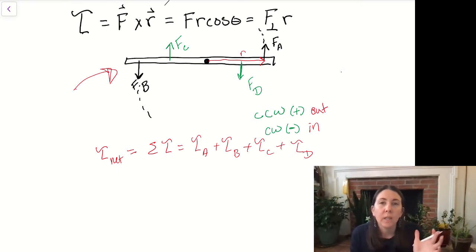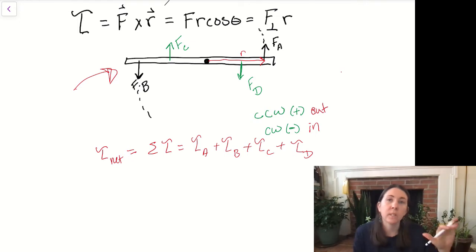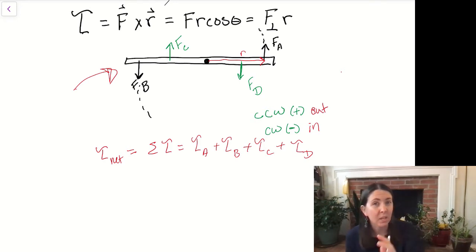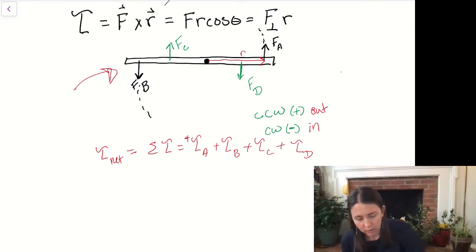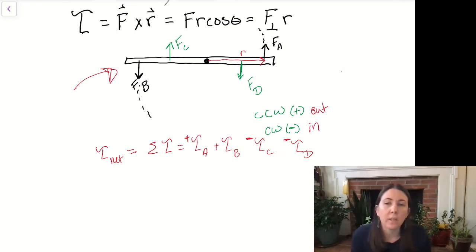Now you can put them in there like this and just add. When I'm doing this, I like to use the right-hand rule or determine clockwise and counterclockwise as I'm doing the net torque, so that I have the right positives and negatives in there. Torque A causes a counterclockwise rotation, so that will be positive. B will also be positive. C will have the thumb into the board, so that will cause a negative torque, or a clockwise rotation, as will force D. So I'm just going to go ahead and erase my addition signs. So this is the net torque.